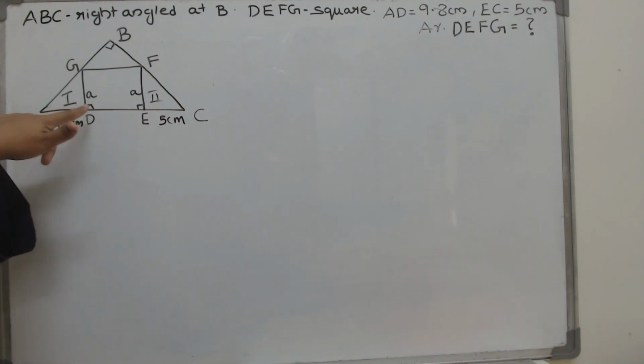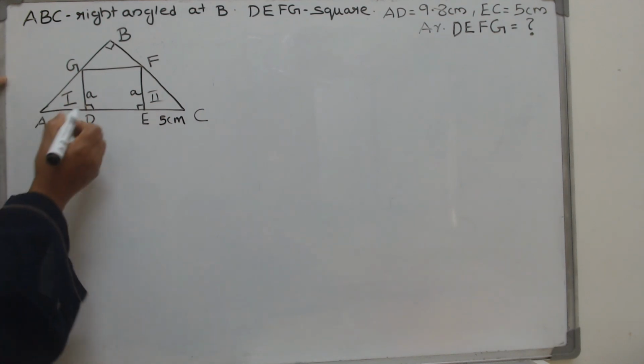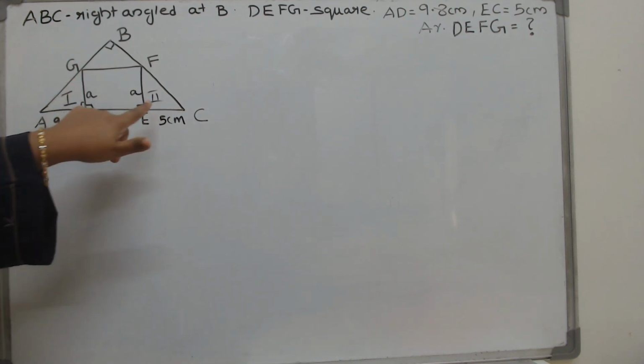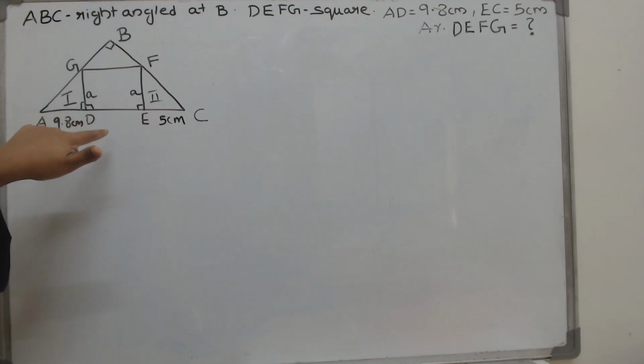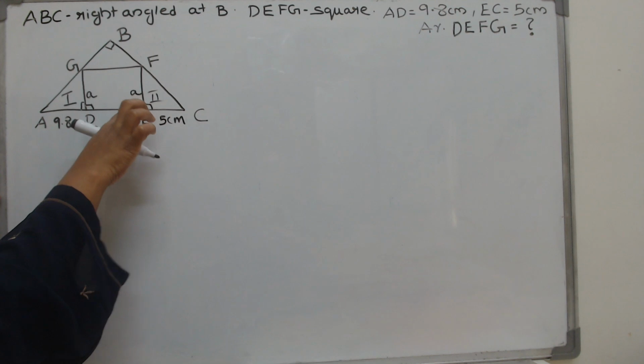We have the two angles. The sum of two angles should be equal to 180 degrees. If this is 90, this will also be 90. Similarly, here also you will have a linear pair, which means here also you have a right triangle.